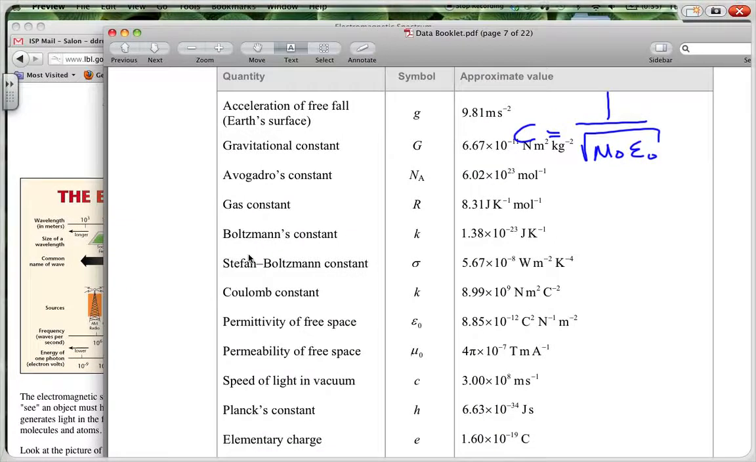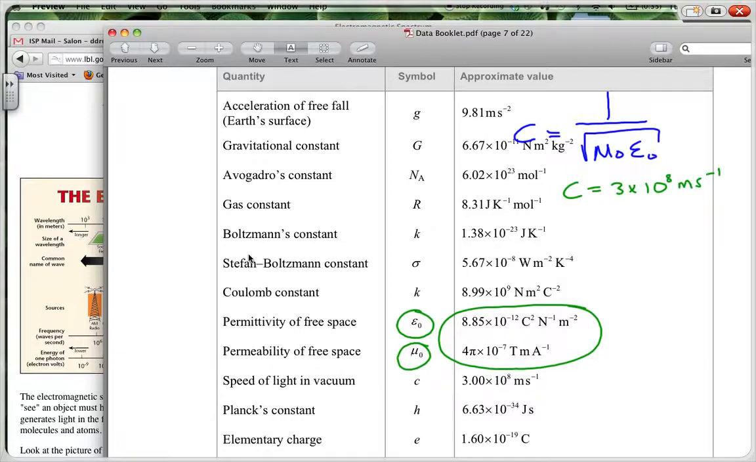We go to our formula booklet here. We have them over here: the permittivity of free space and the permeability of free space. It's equal to this. So this is looking at forming an electric field, and this is looking at forming a magnetic field. And when we put it into here, we get c is about 3 times 10 to the 8 meters per second. Okay? And it depends purely on these two constants.